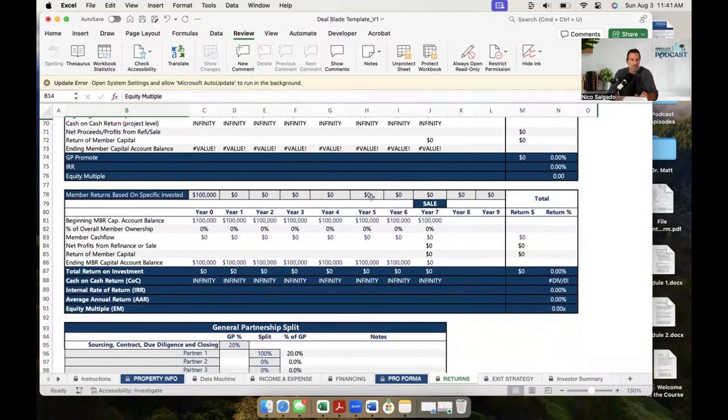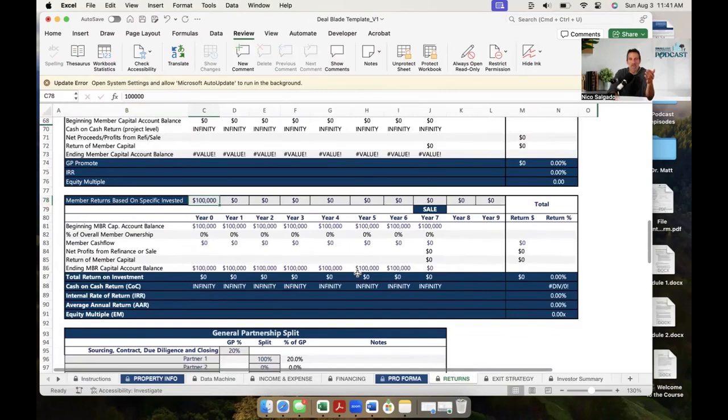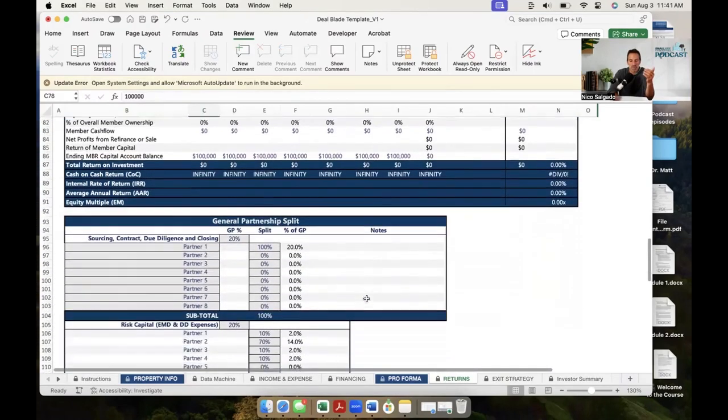And then I have a copy and paste members return based on a specific investment. So I have it set right now for $100,000, and people who are going to invest will either invest $50,000, $75,000, or $100,000. You can adjust that number here, and it's going to break out for them exactly how much you're projecting that they will get based on that investment amount. And for this particular chart, which you can again just copy and paste to share with somebody, it has the total return on investment, cash on cash return, IRR, AAR, the average annual return, and the equity multiple. These are the metrics that investors look for. These are the ones that are very important for them.